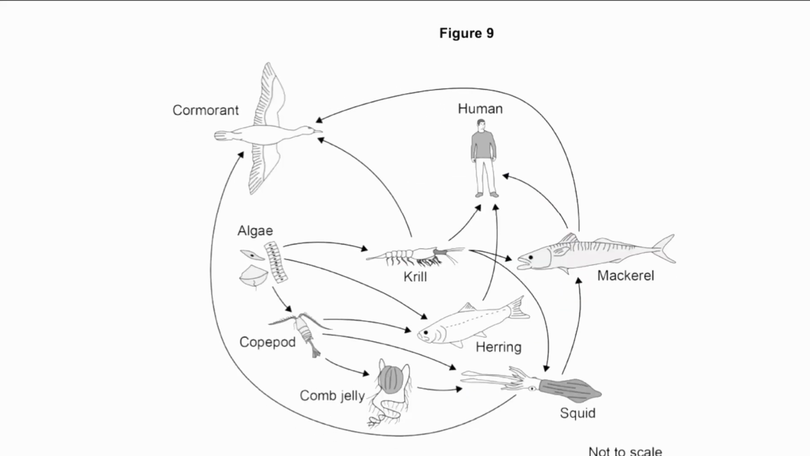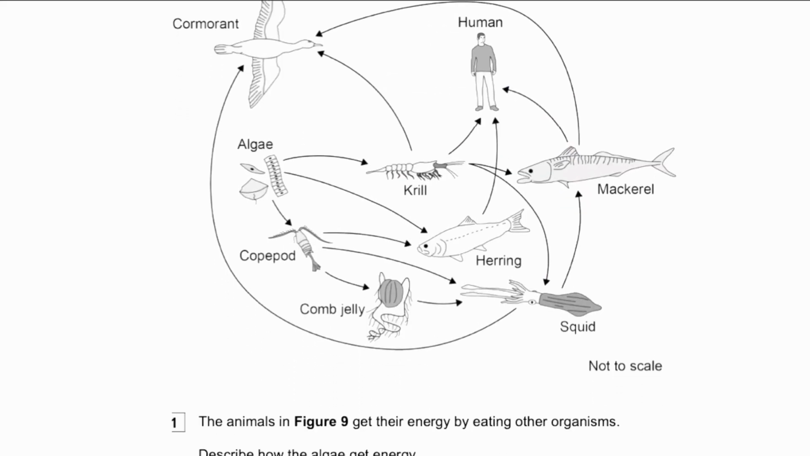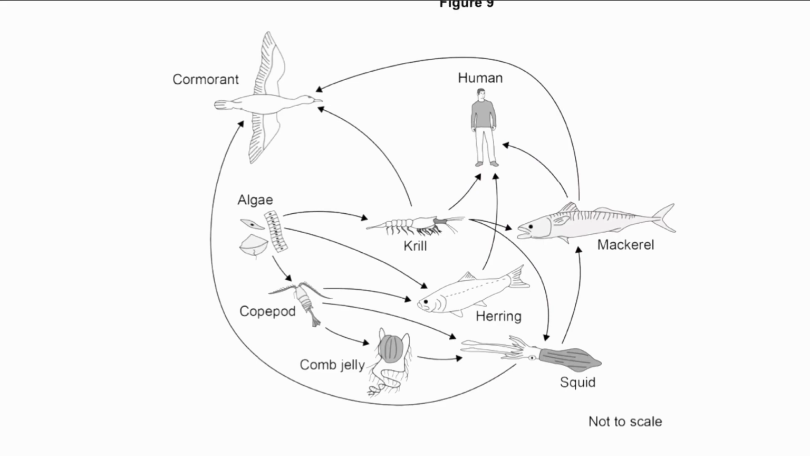Okay, now we're given this figure which shows a food web. A food web is basically like a food chain, but it's made up of lots of different food chains.